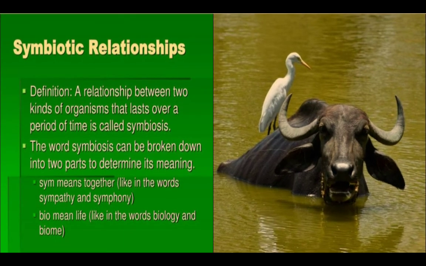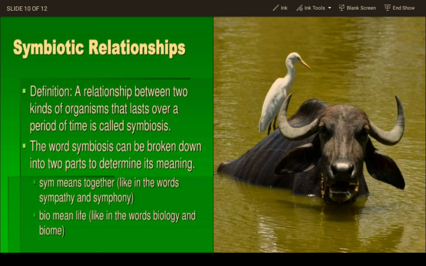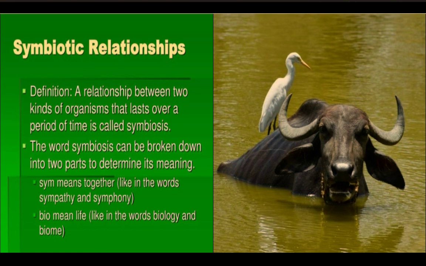And then, symbiotic relationship. Definition: a relationship between two kinds of organisms that lasts over a period of time is called symbiosis. The word symbiosis can be broken down into two parts to determine its meaning. Sym means together, like in the words sympathy and symphony. Bio means life, like in the words biology and biome.